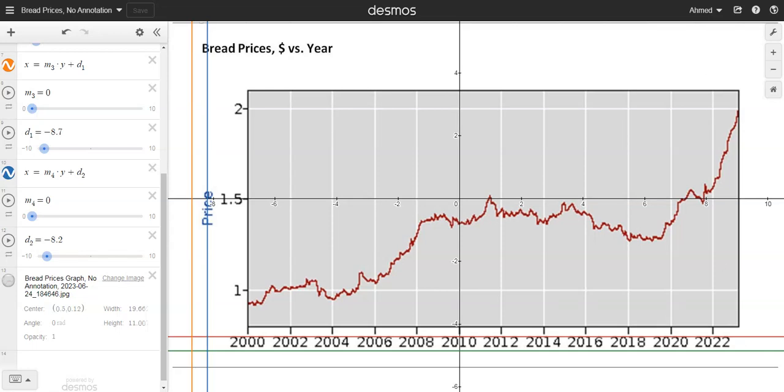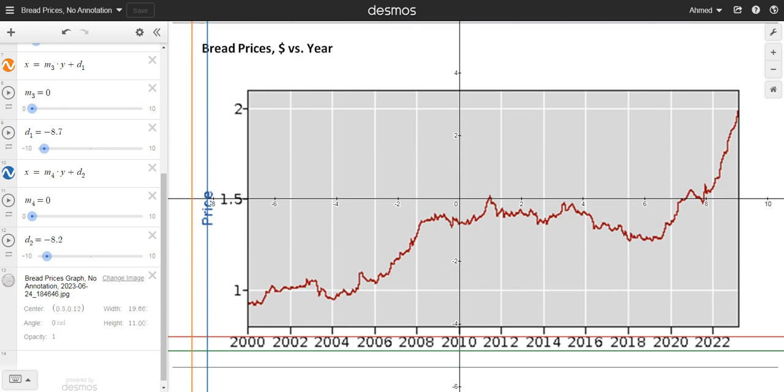Hello students, I understand you're having some trouble figuring out the slopes on the bread prices graph, and also, probably more frequently, how to draw lines on the graph. Well, for the latter part, I don't have a really good solution. The way I did it was to copy and paste the image into Microsoft Word and then use the insert shapes feature in Microsoft Word to draw the lines.